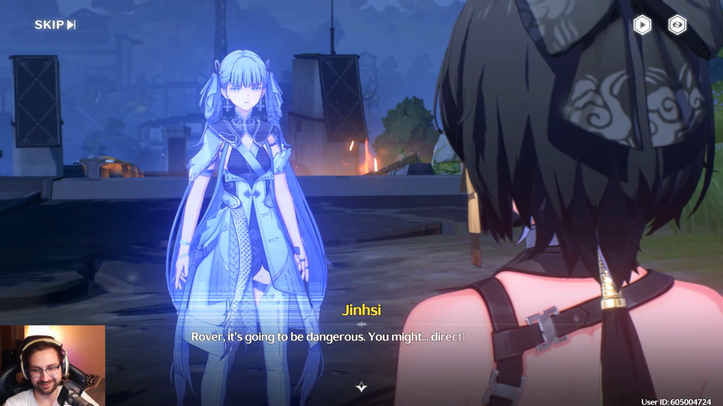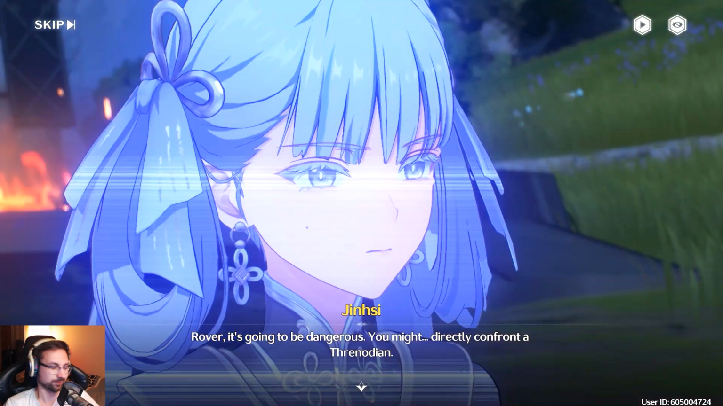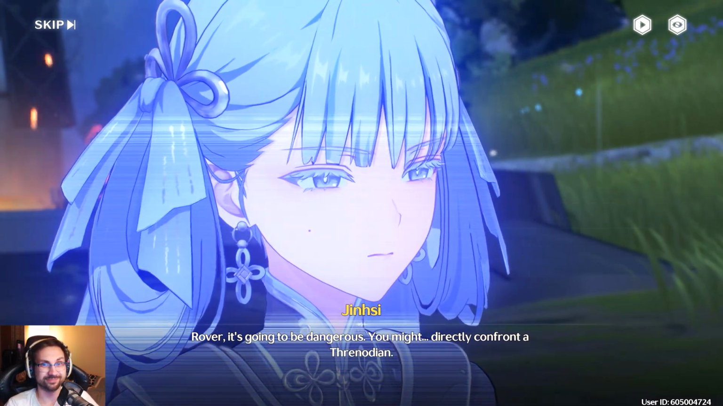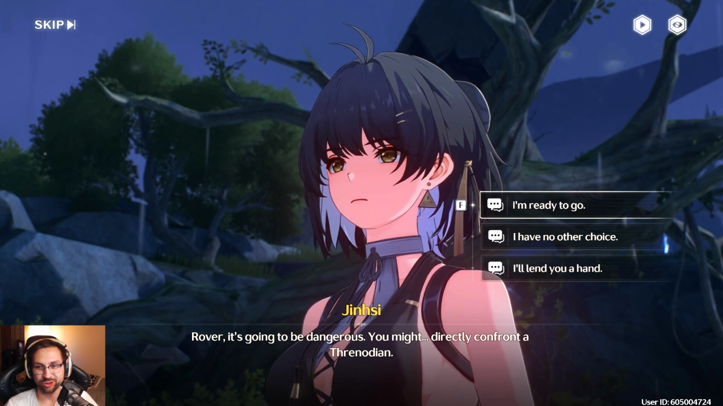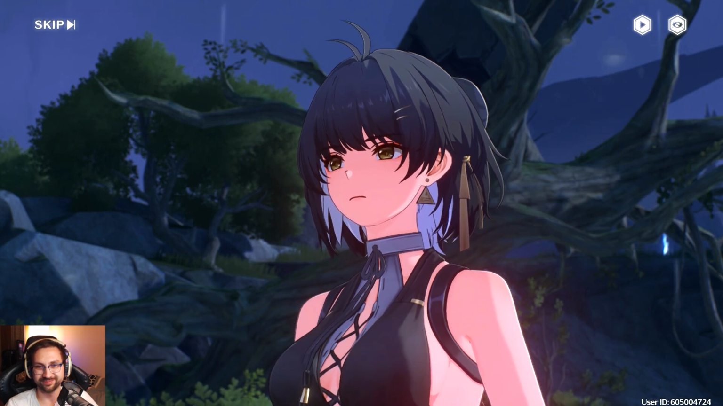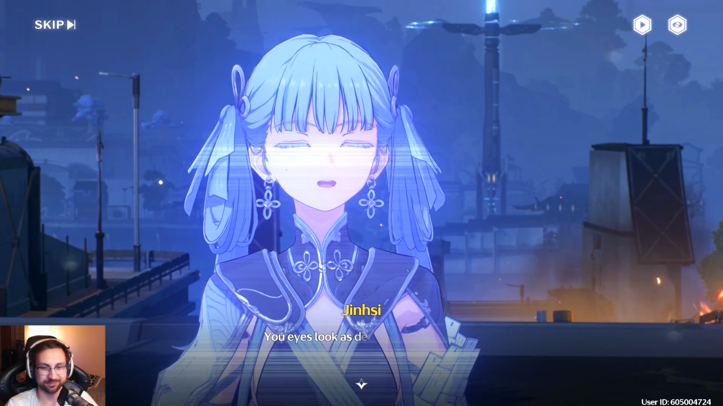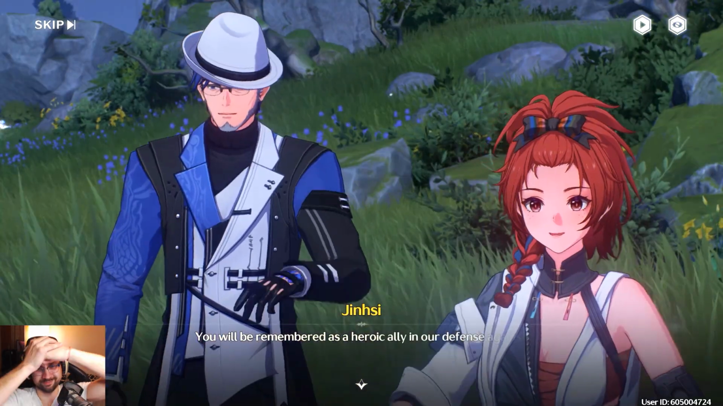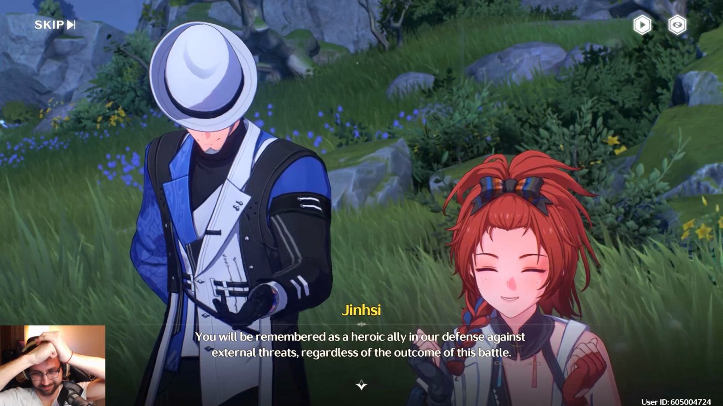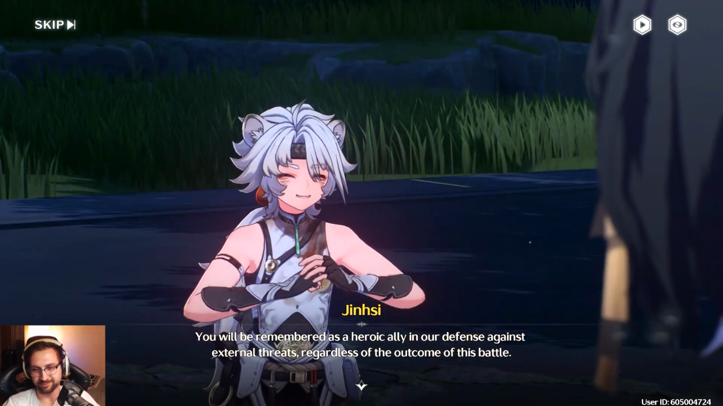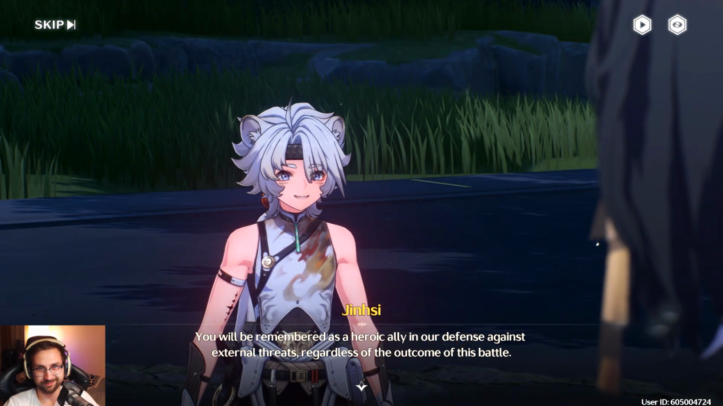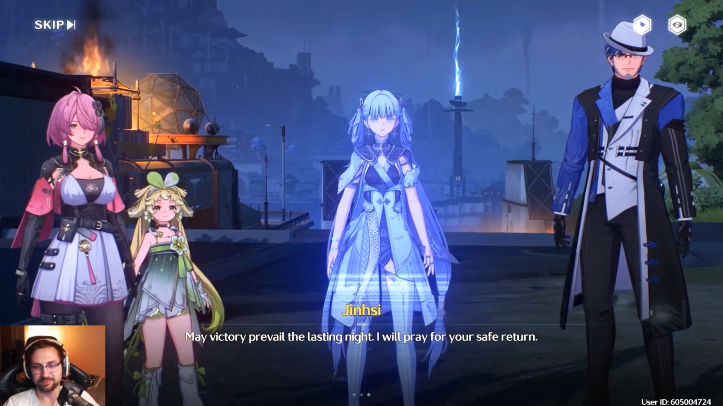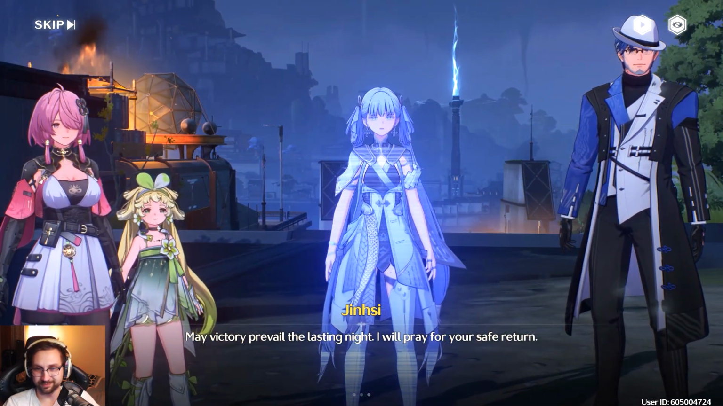Rover, it's going to be dangerous. You might directly confront a Threnodian. I'm ready to go. I have no other choice. I'll lend you a hand. Your eyes look as determined as ever. You will be remembered as a heroic ally in our defense against external threats, regardless of the outcome of this battle. May victory prevail over the lasting night. I will pray for your safe return.